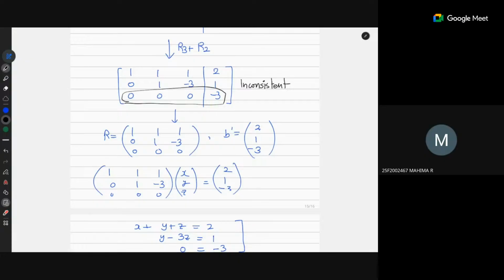Sir, if the R is 1, 1, 1 and 0, 0, 0 and then 0, 0, 0. Okay. And then B prime is 0, 0, 0. Then this is what your R is? Yes. Okay. And what is your B? 0, 0, 0. Right. This is fine. Yes. So then what is your question?